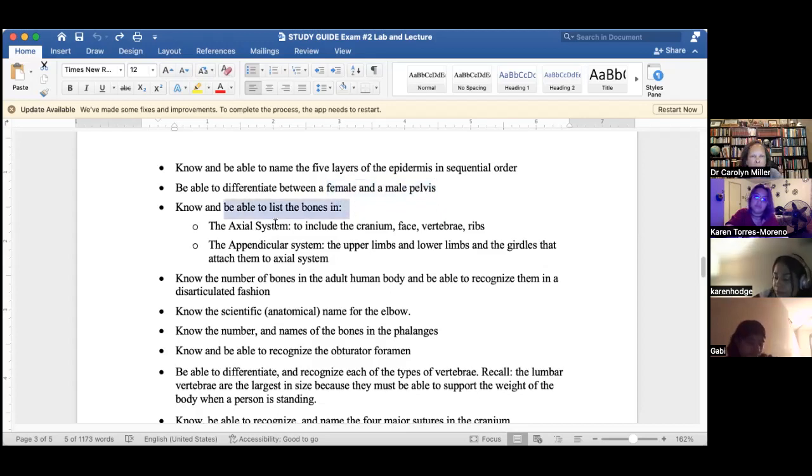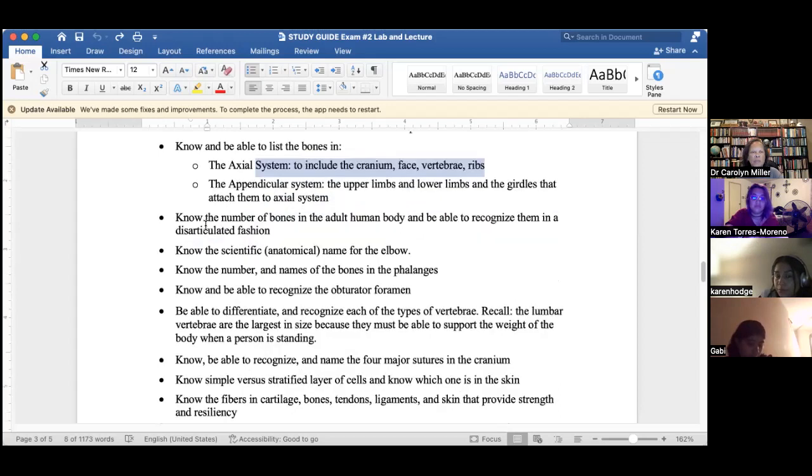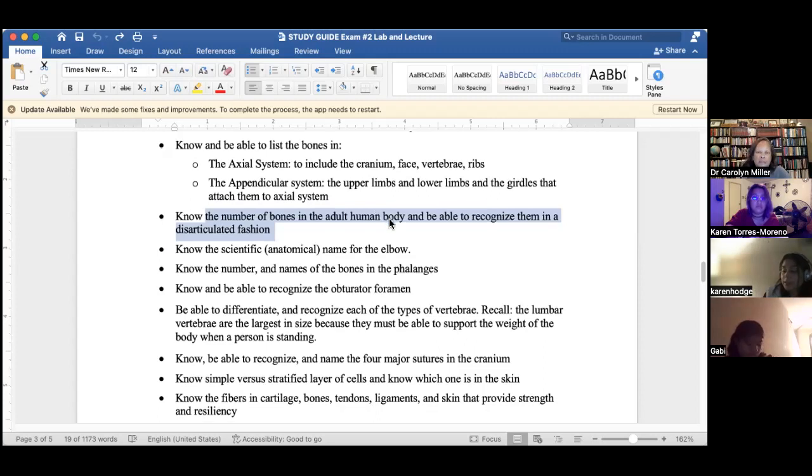Know and be able to list the bones. Again, this is now the lab, so it'll be asking you which bone is this, is it in the axial or is this bone in the appendicular system. Know the number of bones in the adult human body. On this exam, much like the one for lab exam 1, there were write-ins. So you're asked a question, you fill in the blank. It was name this tissue, it's going to be name this bone. And this sounds like a fill-in. Know how many bones. It's either multiple choice or write it in, but I know you know 206. So know the number of bones, 206, and be able to recognize them in disarticulated fashion.